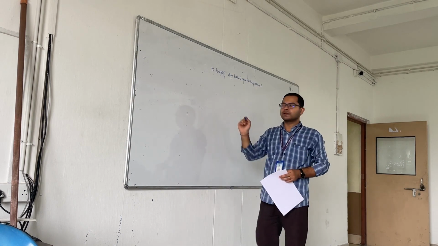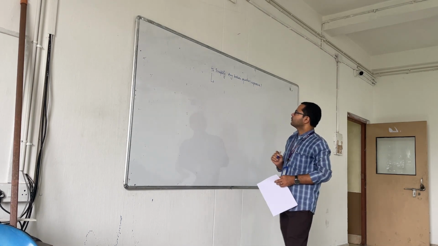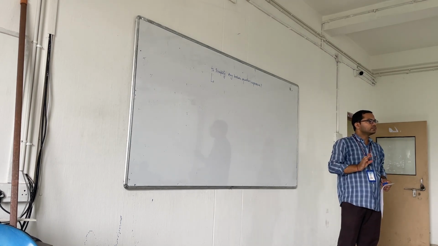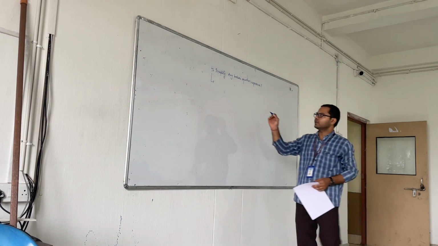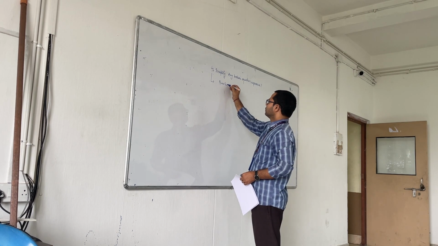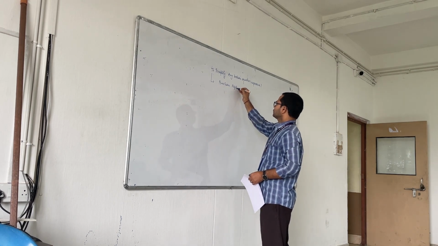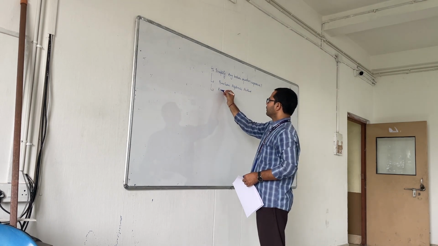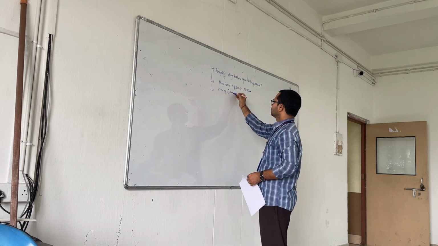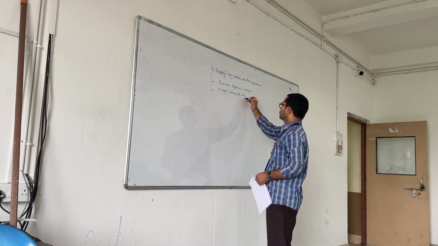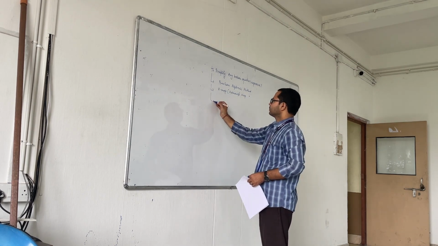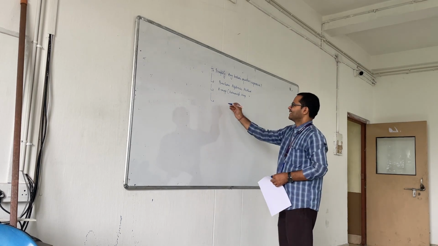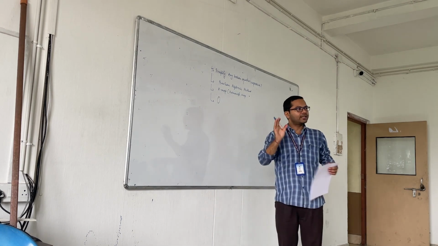How many methods are available? Tell me. To simplify any Boolean equation or expression, what are the methods available? Boolean algebraic method. Next, K-map or Karnaugh map method. Next, last one, Quine-McCluskey method, right? Or whatever the pronunciation, because we are Indian, everything is right.